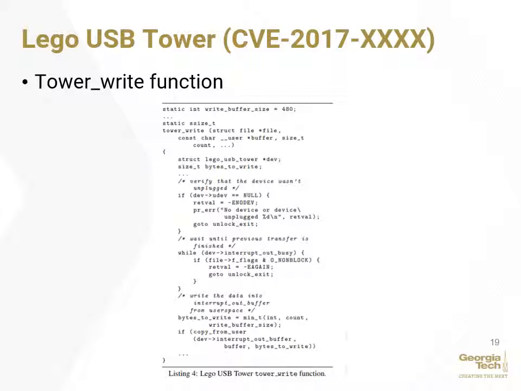So here's another snippet of the code that has this vulnerability. Here it's the tower write function, and it maps to the sys write call. It will check if the device is still connected before copying data from the user space into the local kernel buffer. The tower delete is called after the write function checks that the device is connected, and the dev structure will be deleted, and its value will be set to null. This causes a null pointer dereference in tower write.